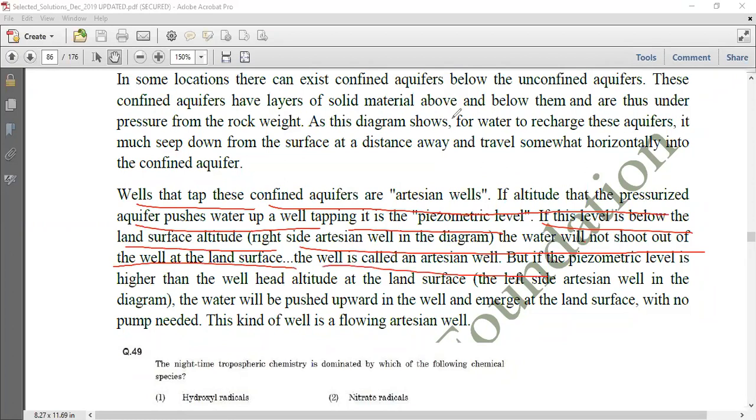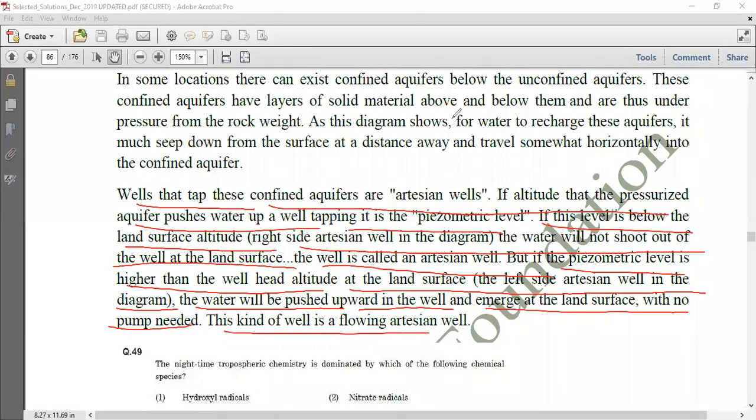The well is called an artesian well. But if the piezometric level is higher than the land surface altitude, as in the left side of the artesian well diagram, the water will be pushed upward in the well and emerge on the land surface. With sufficient hydraulic pressure and no pump needed, this kind of well is a flowing artesian well.